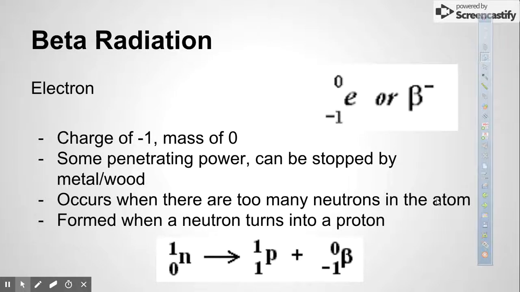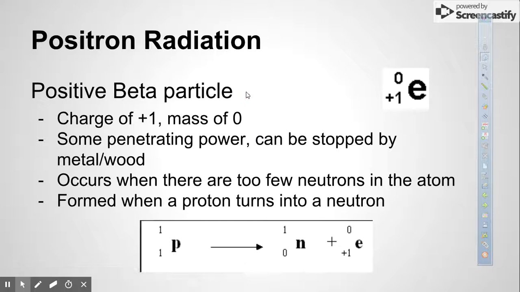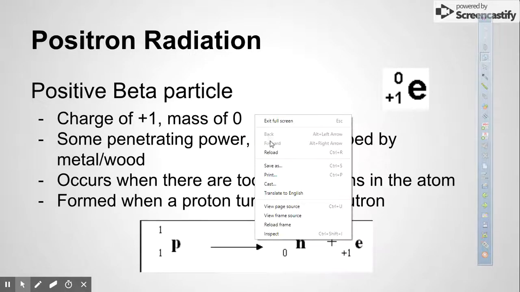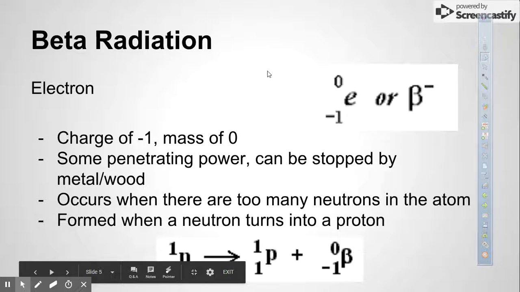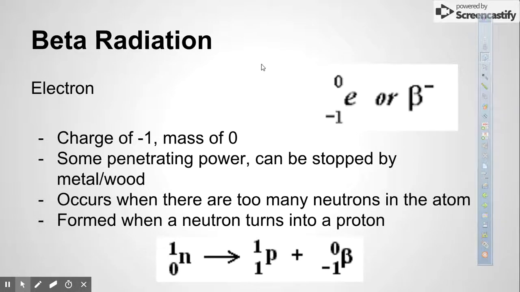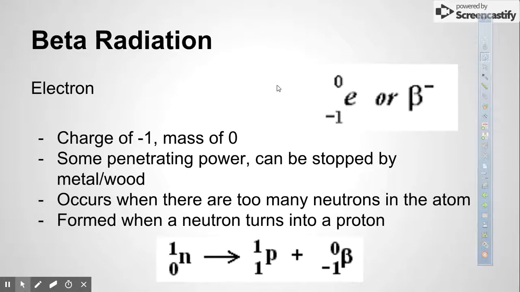When there's too many neutrons in the nucleus, a neutron will get changed into a proton by emitting a beta particle. So if an atom shoots out an electron, it's almost like magic. A neutron will become a proton. So when a neutron shoots out an electron, it becomes a proton. And what that does is drop the neutron ratio.